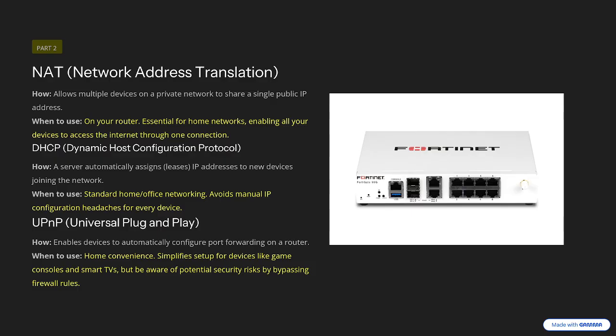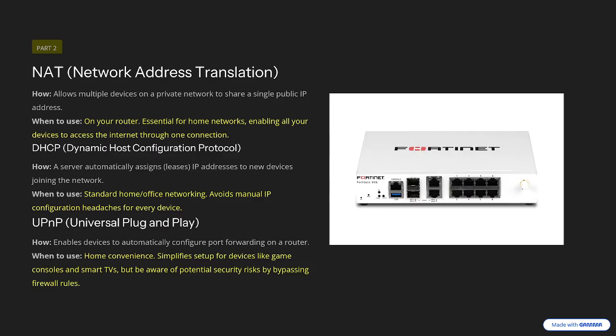DHCP, Dynamic Host Configuration Protocol. How it works is basically a server automatically assigns or leases an IP to a new device joining the network, or you could configure it within a range. When to use it is standard home or office networking, to avoid manual IP configuration headaches for each and every device.